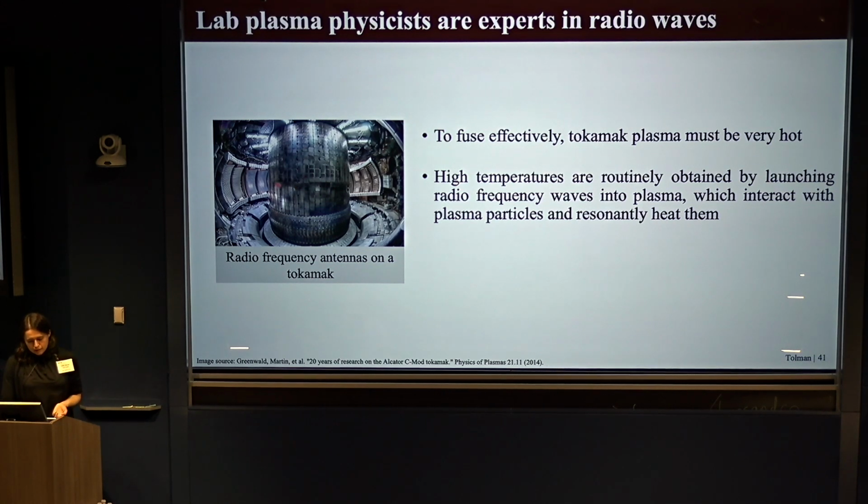To work effectively, this experimental plasma has to be really hot. High temperatures in this plasma are routinely obtained by launching radio frequency waves into a plasma, which interact with plasma particles and resonantly heat them. This is a photo of the inside of a tokamak. You can see that around this plasma experiment are a bunch of antennas. These antennas are used to launch radio waves into the plasma, which then heat the plasma. The study of these waves and their use to operate plasma experiments here on Earth is extremely routine. Plasma physicists are really experts in this.